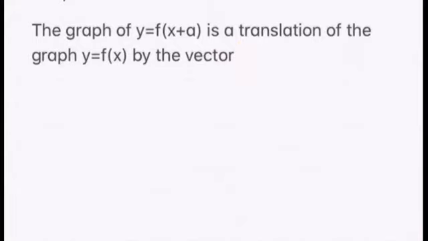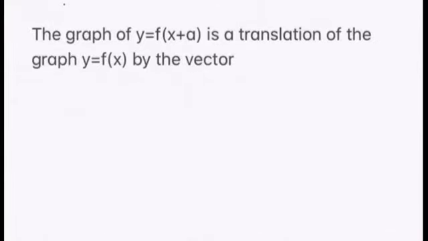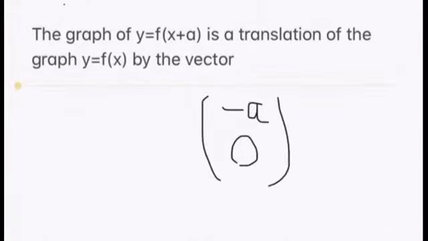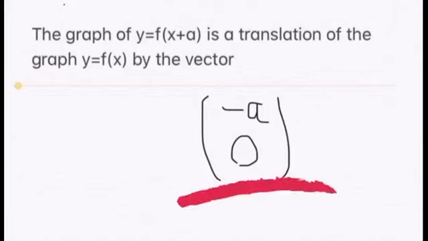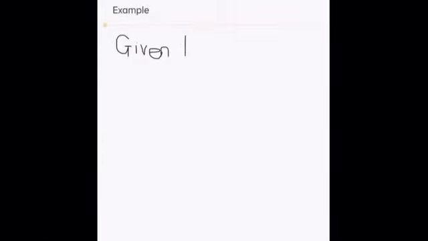If a is positive and a is added inside the bracket, the graph is going to move a to the left. And this can be represented by this vector. Let's look at an example.